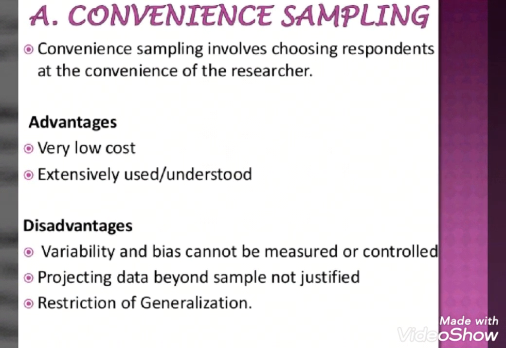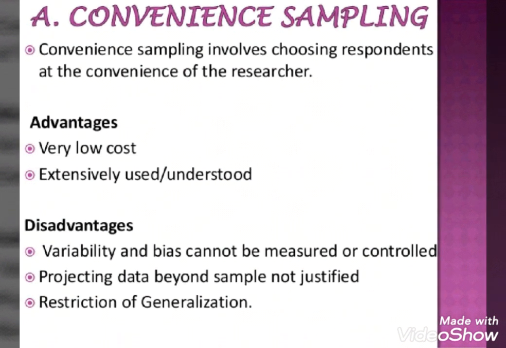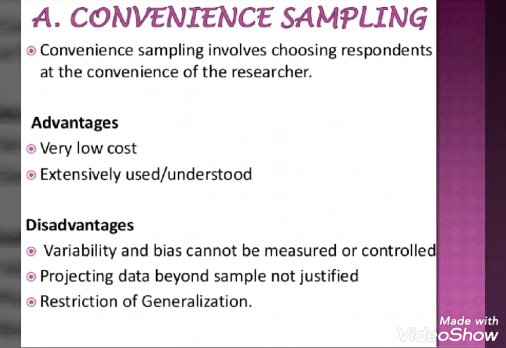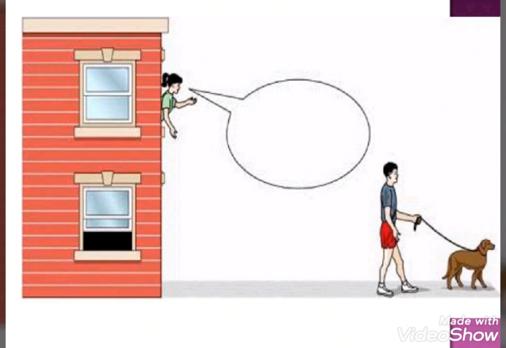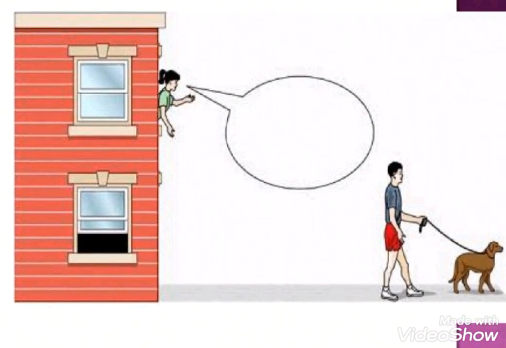Then projecting data beyond the sample is not justified, so you cannot go beyond your samples. Then there is a restriction of generalization, so something is restricted in the generalization of your sample selection. You can see in the diagram how the word convenient means what is within your reach.